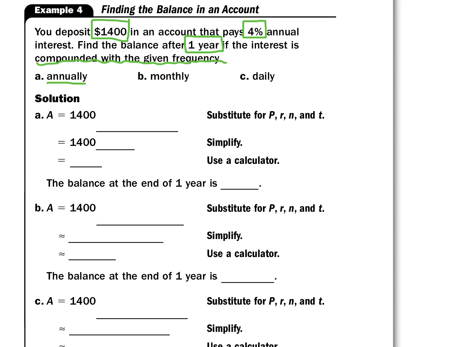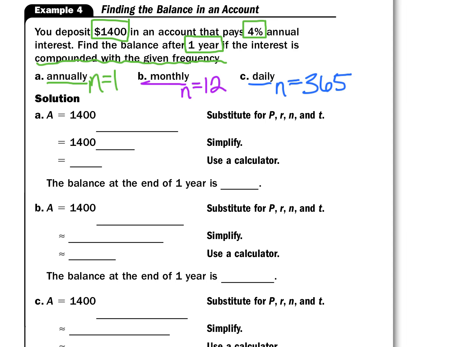So annually means that n equals 1, okay? Monthly means that n equals 12. And daily means that n equals 365. Okay, there's 365 days in a year, 12 months in a year, and 1 year in a year.